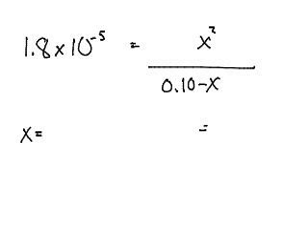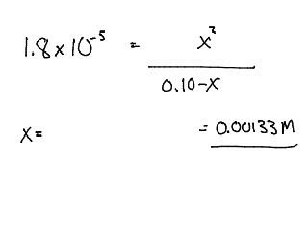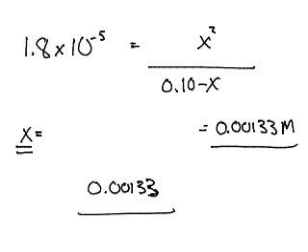Here we are. Alpha solved, we have 0.00133. So 0.00133 molar. So, of course, percent dissociation, you take x and you divide by the initial concentration times 100. So 0.00133 divided by 0.10 times 100 gives you 1.33%.